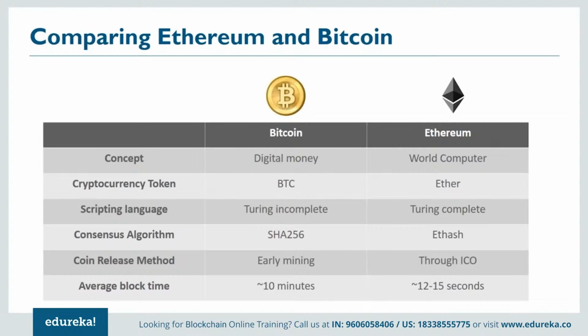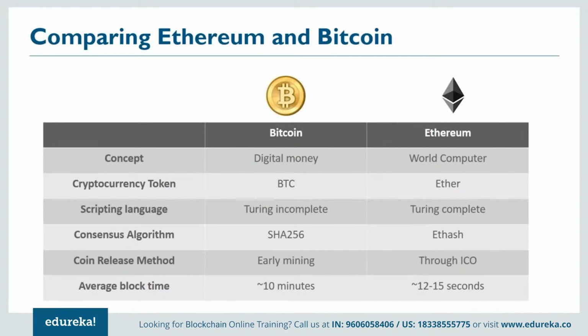Now coming to the scripting language, Ethereum has a Turing-complete scripting language, whereas Bitcoin is a simple stack-based language and it is not Turing-complete. What I mean when I say the word Turing-complete is a language that can solve any computational problem by itself, given enough time and energy.